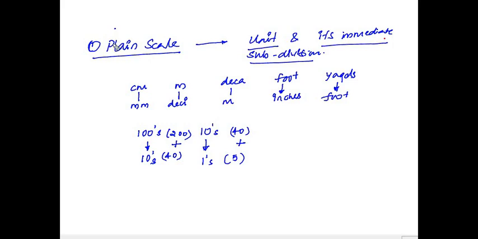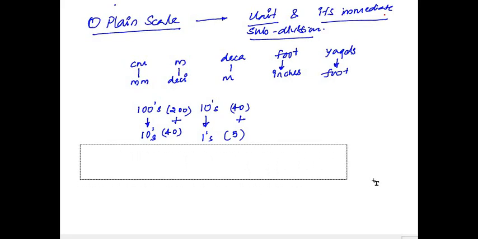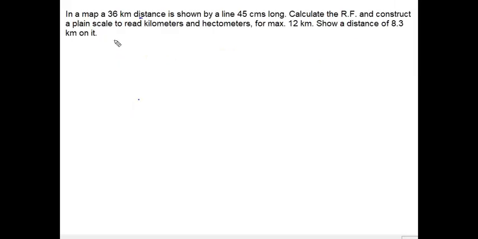So we'll see the construction of a plane scale. We'll take a simple problem and then start constructing. Here it is. In a map, a 36 kilometer distance is shown by a line 45 centimeter long. Calculate RF and construct a plane scale to read kilometers and hectometers for a maximum of 12 kilometers. Show a distance of 8.3 kilometers on it.